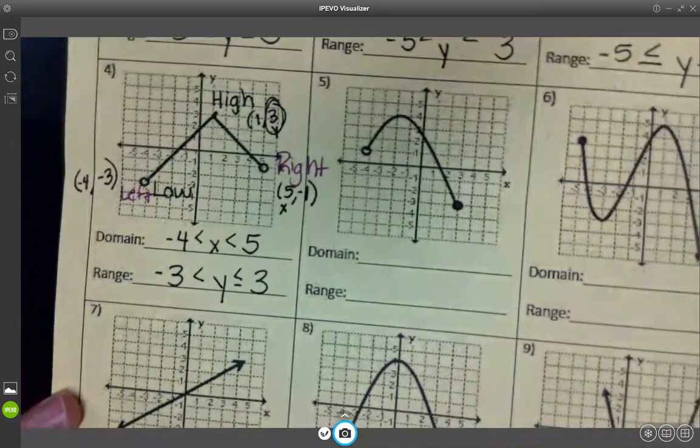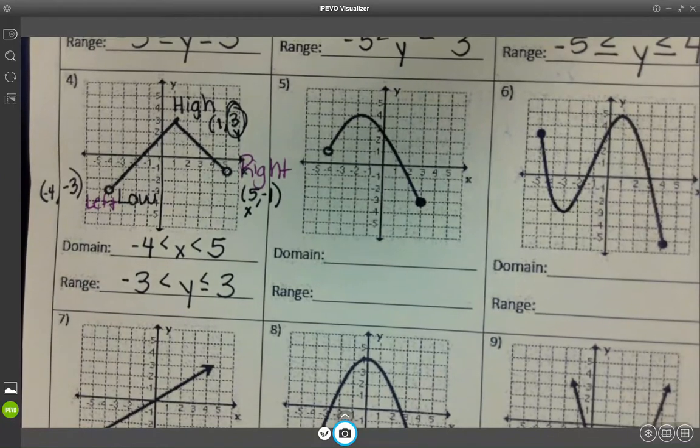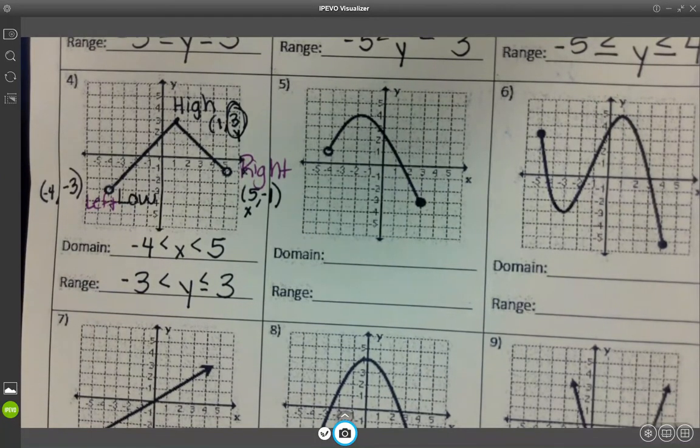Okay, I want you to do 5 and 6, and I'm going to walk around and check on y'all. You need to do left and right, label left and right, label the coordinates, and then label low to high, label the coordinates, and write your domain and range.